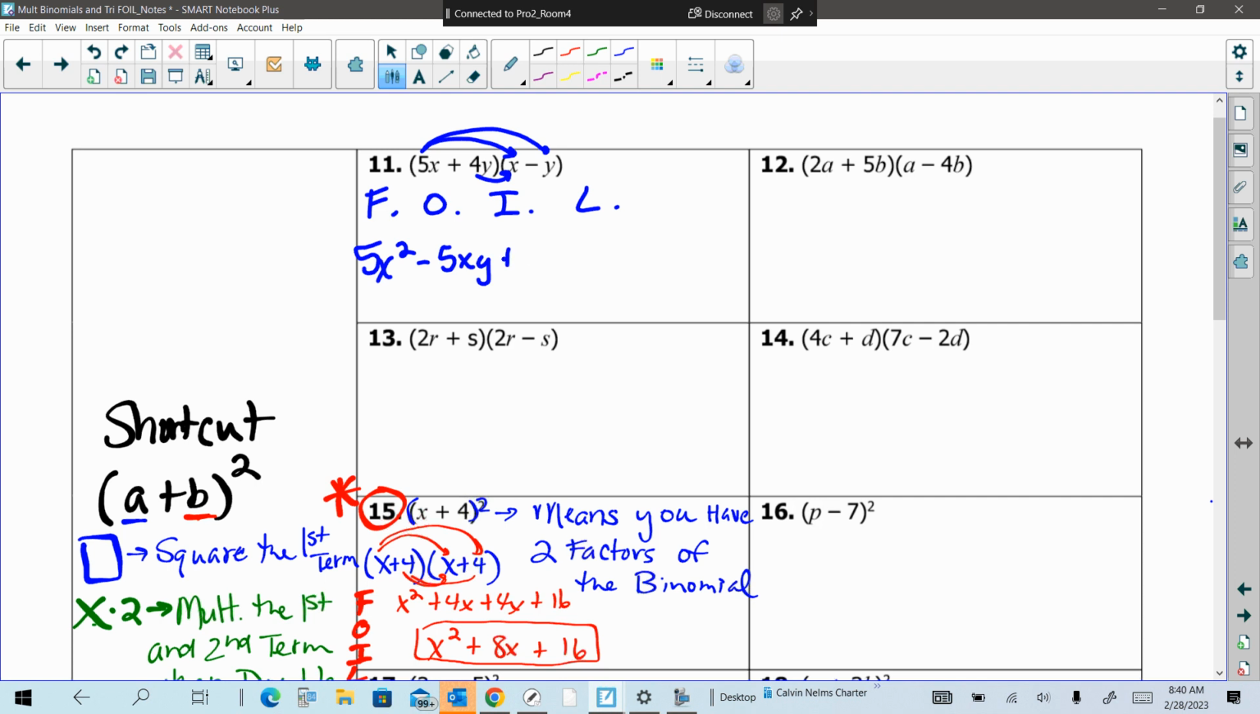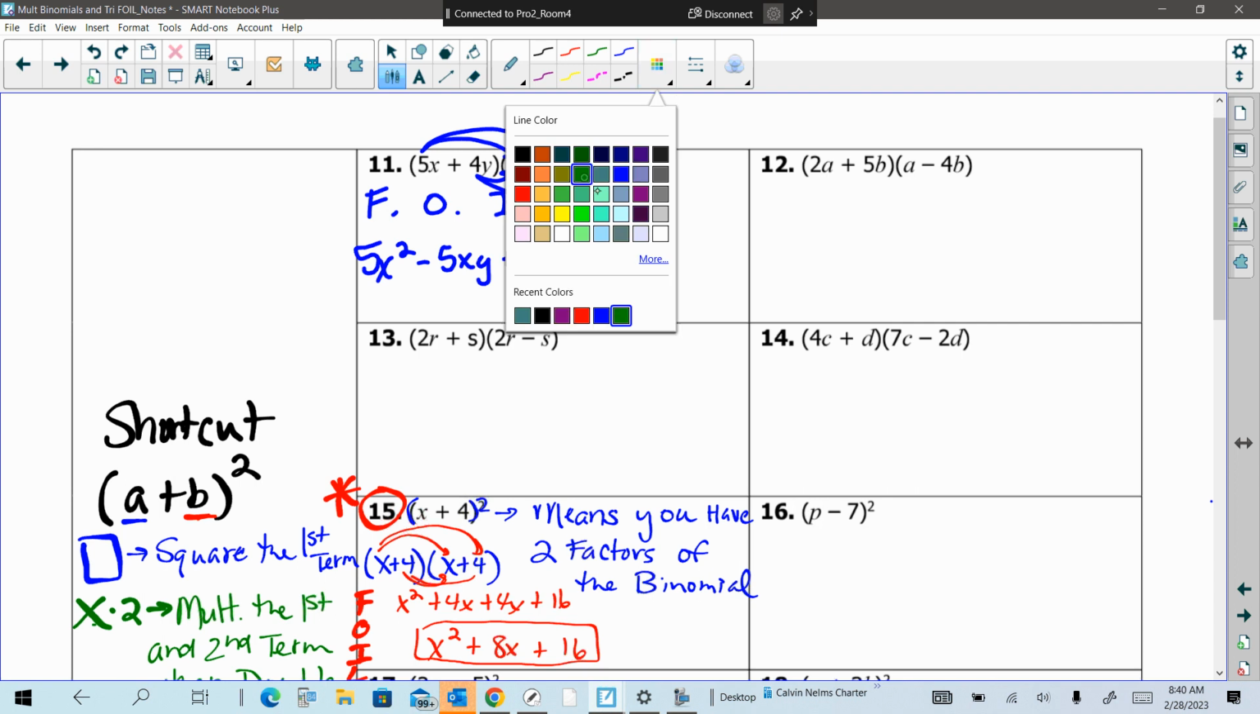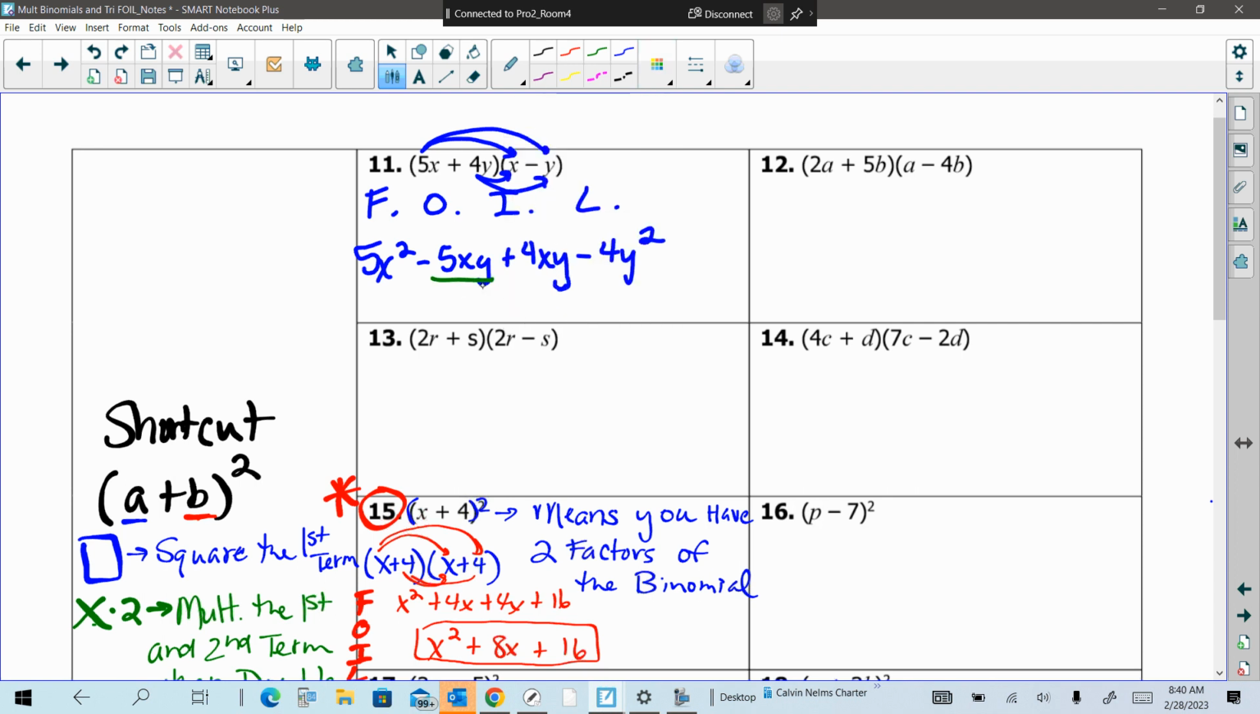The inner would be 4y times x. That's going to give me plus 4xy. I put the x first because you got to put it in alphabetical order when listing your variables. And then we have 4y times this minus y. It's like a minus 1 or negative 1, so this would be negative 4y squared. So when we combine like terms, we're still going to have like terms right here with this minus 5xy and plus 4xy. So this would be 5x squared minus xy minus 4y squared.